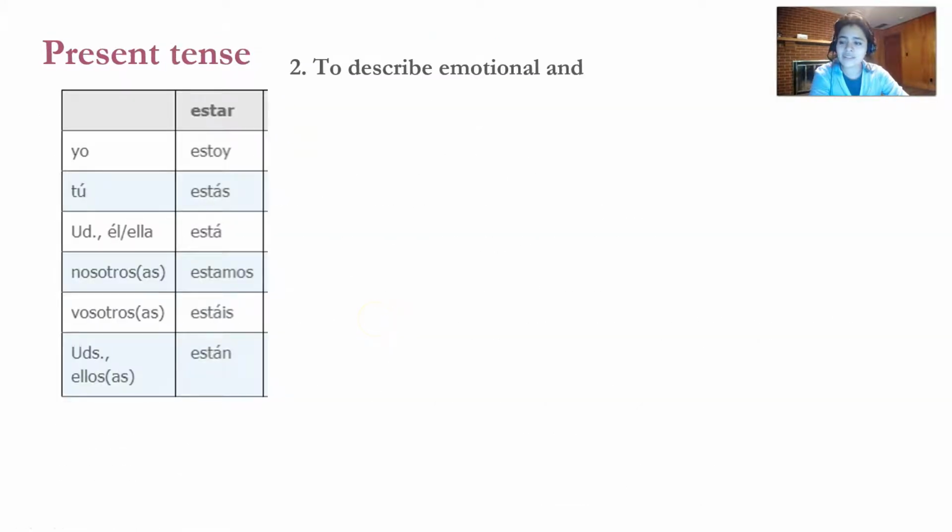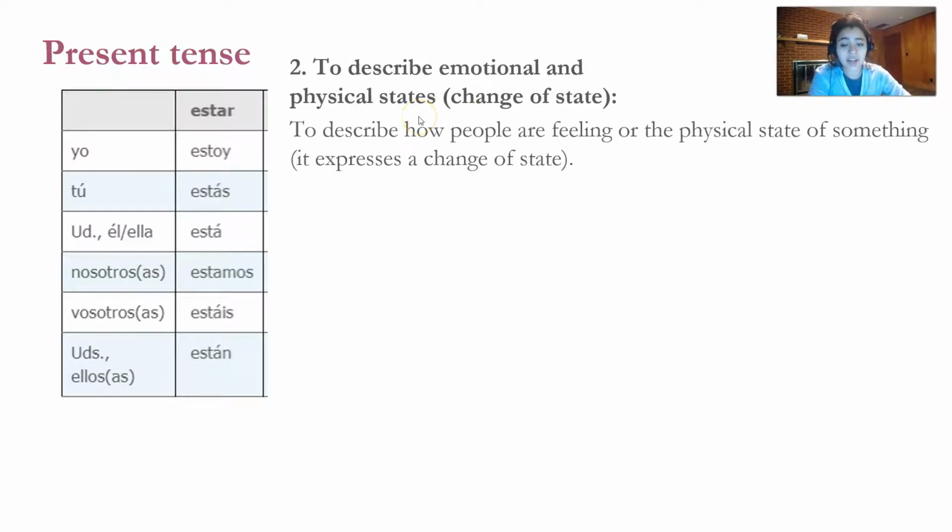The second use of the verb estar is to describe emotional and physical states. What the verb estar conveys is a change of state. So to describe how people are feeling or the physical state of something, you use the verb estar because it expresses a change of state. It can be a physical state, it can be an emotional state. We're going to see some examples.